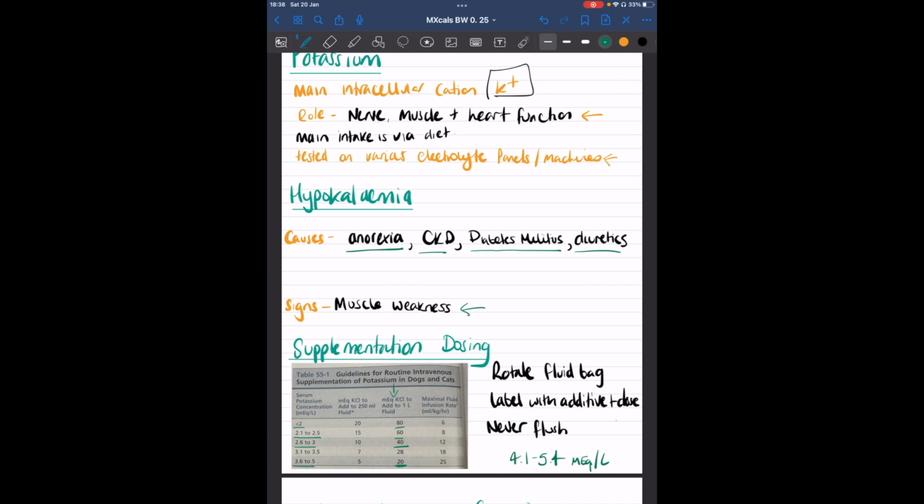There is also a bit of a cheat sheet for maximal fluid infusion, so your vets don't have to work it out. So that is there as well. But let's just say that's not there. We're going to work it out.